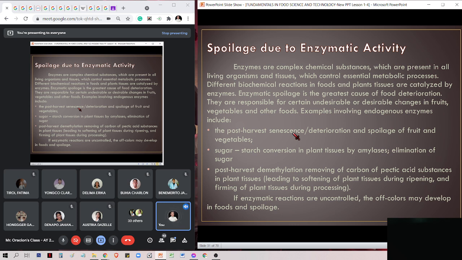So we have it here, the post-harvest demethylation. So removing of carbon of pectic acid. So demethylation, removing of carbon of pectic acid substances in plant tissues, leading to softening of plant tissues during ripening and firming of plant tissues during processing. Okay? So, demethylation, it is a removing of carbon. Okay? It is a removing of carbon in a specific food and removing of the substances of pectic acids.